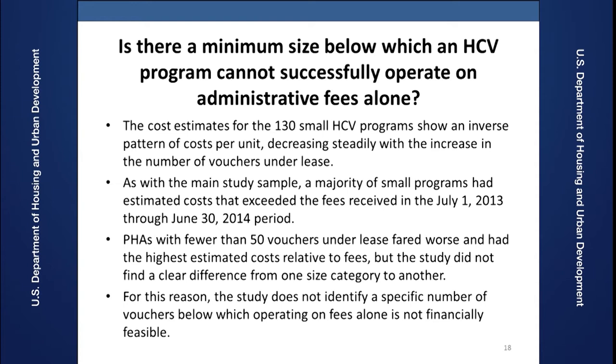What we found is that for the small programs, there's an inverse pattern of cost per unit, which means that costs go down steadily as the number of vouchers go up. So there are economies of scale. PHAs with fewer than 50 vouchers under lease fared worst and had the highest estimated cost relative to fees.